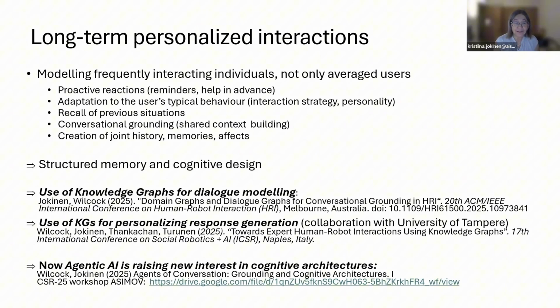Recently, agentive AI framework is raising interest in cognitive architectures. In this talk, I will discuss such architectures and how they can be implemented in a new framework called LangGraph and used towards representing episodic memory for conversation with social robots like Furhat.